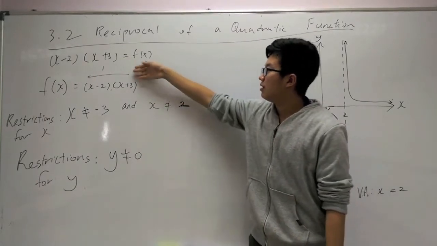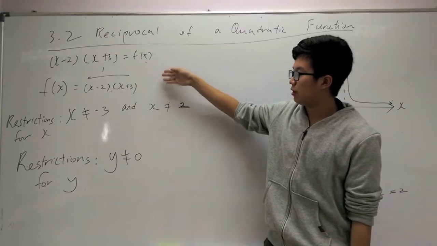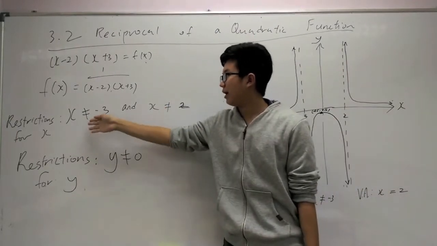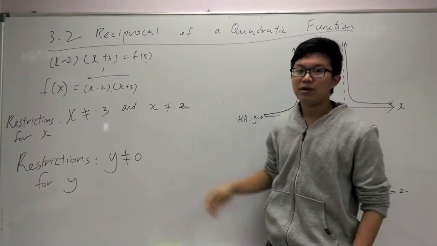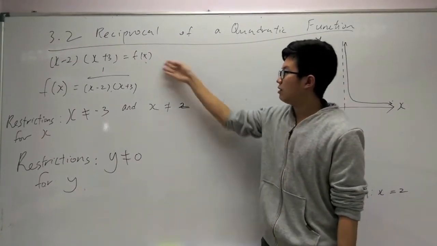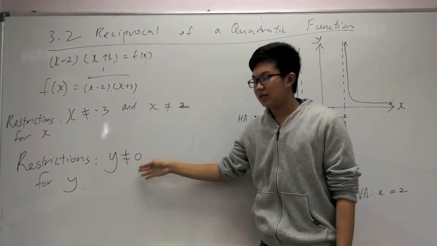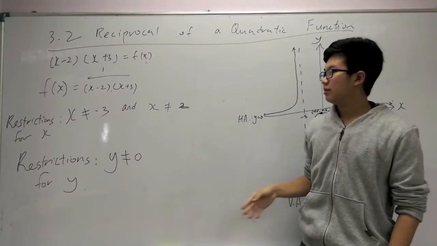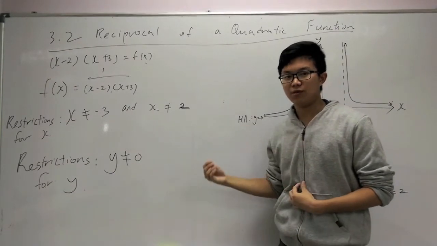For example, f(x) = 1 over (x - 2)(x + 3). Its restrictions would be x cannot be -3 and x cannot be 2. This would make two vertical asymptotes. However, since the numerator is 1, the restrictions for y will be the same and y will never be 0. That makes the horizontal asymptote y = 0.